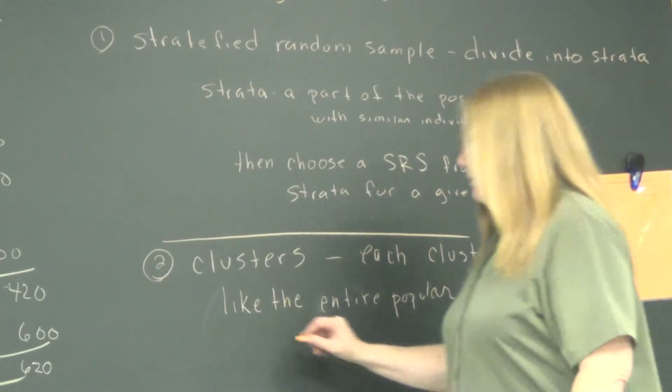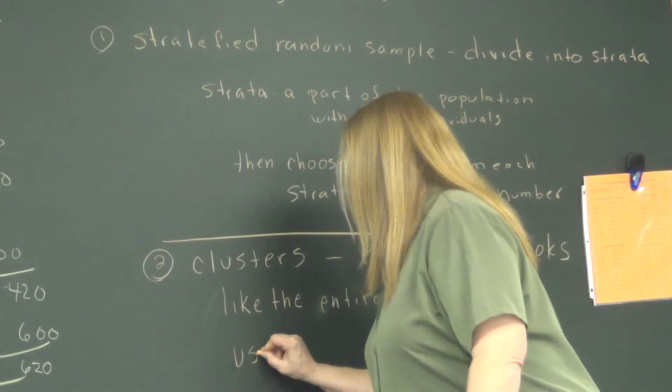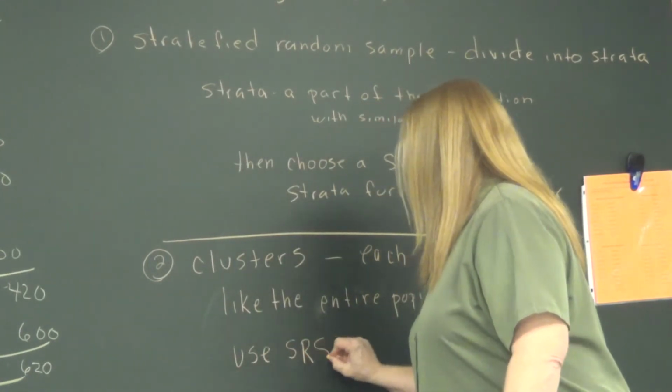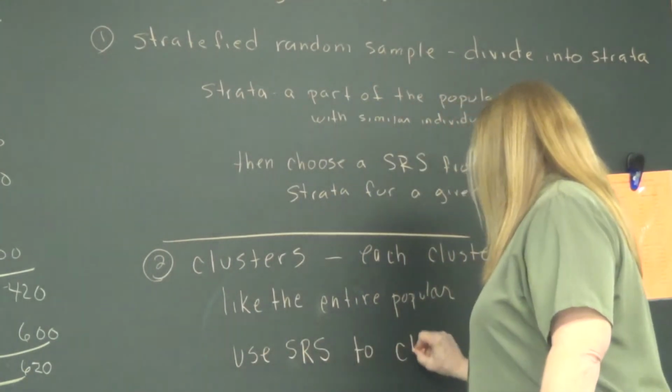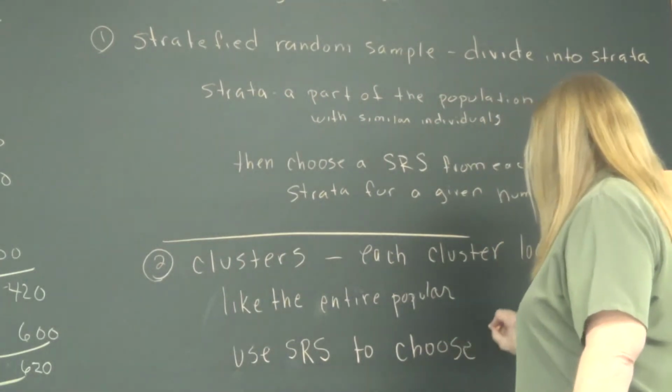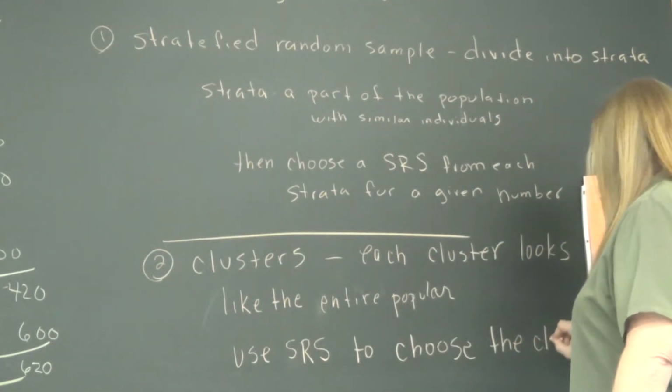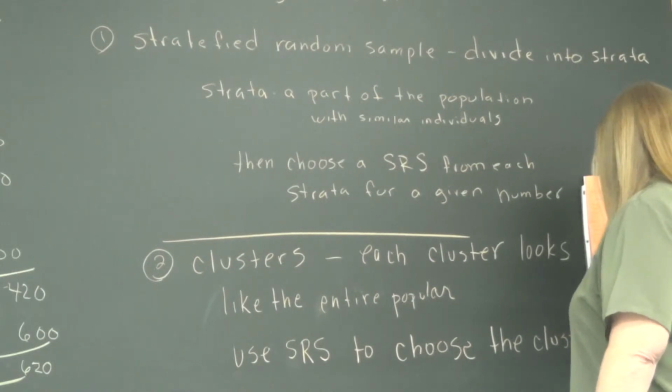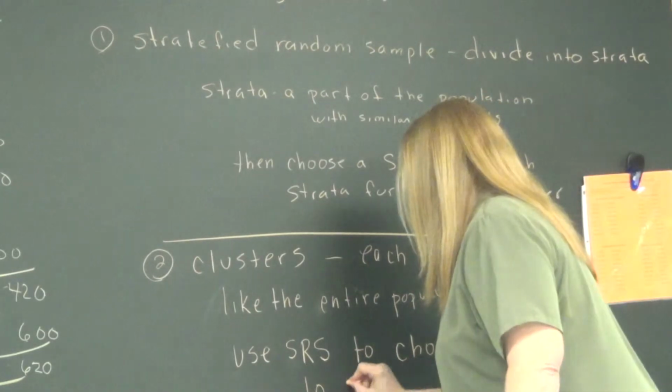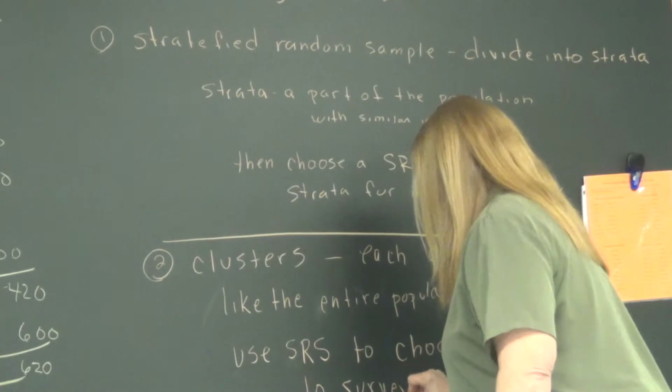So use an SRS, a simple random sample, to choose the clusters to survey, or find the sample for.